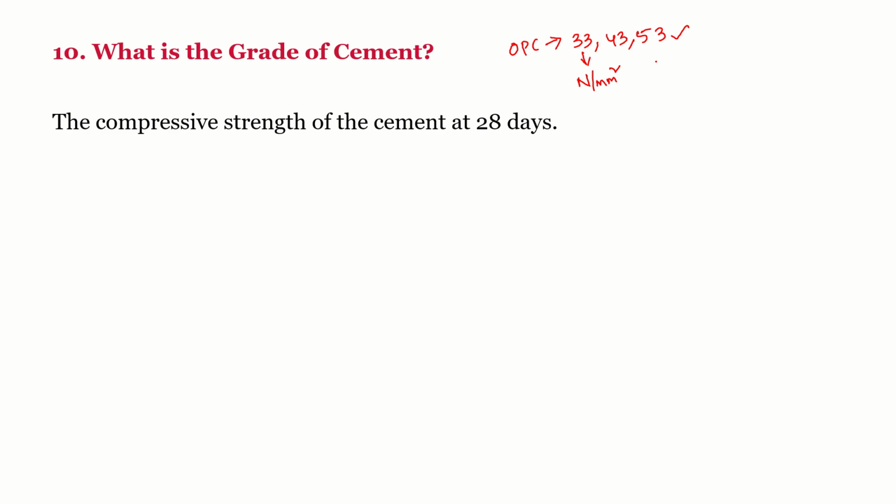having high compressive strength. So this 53 grade is used for high rise structures, whereas 43 grade is used for regular RCC structures, and 33 grade has less compressive strength, right? So this is used for basic plastering works.